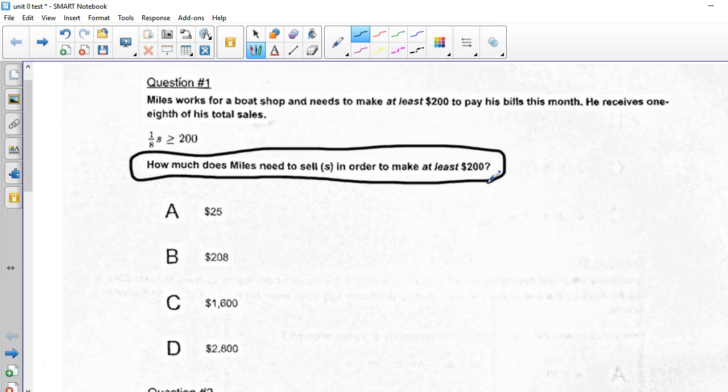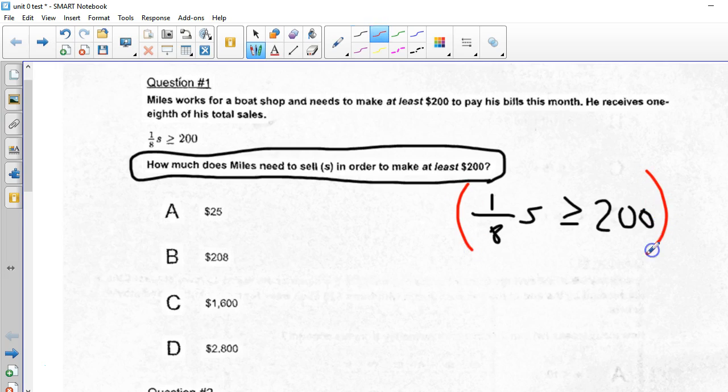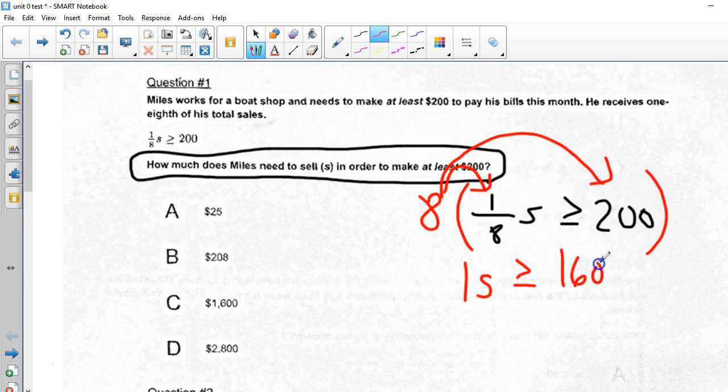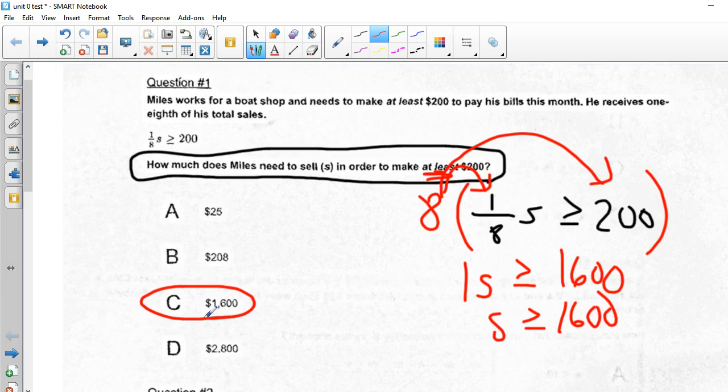If he's going to make at least $200, what do I need to do? I need to solve this inequality that I was given. 1/8 S is greater than or equal to 200. So the best way to solve it is to multiply both sides by 8, because 8 times 1/8 is 1, and 8 times 200 is 1,600. And so S would be greater than or equal to 1,600. If he only needs to make at least, then it could be the equal to, and so we would circle 1,600. You see?